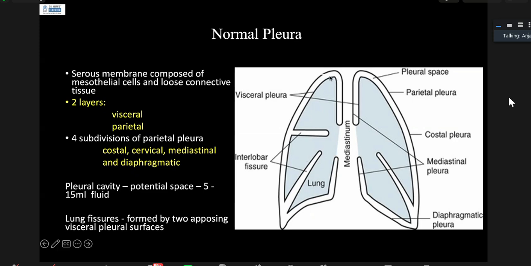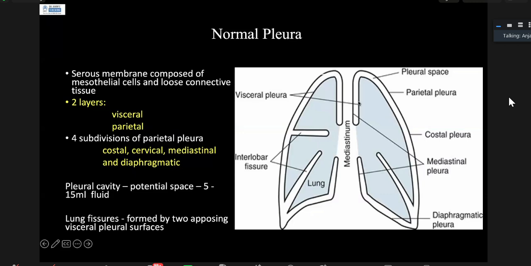Okay, if you look here, the space between the parietal and visceral pleura is the pleural space. It is a potential space. It has about 5 to 15 ml of fluid, which you normally do not see on any imaging modality. On an X-ray or an ultrasound, the normal fluid for lubrication, you are not going to see on any modality.